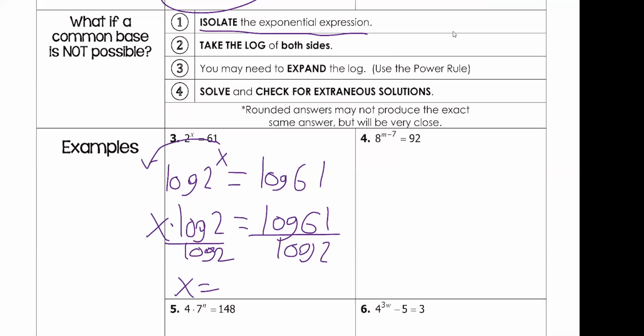you're going to get a decimal. It's approximately 5.93. So see, if we tried to write this with a common base, it would be 2 up to the 5.93 would equal the other side. That's not something you're just going to look at and say, oh, it's obviously the common base. It's 2 up to the 5.93. That's not an easy thing to see. So that would be our answer.